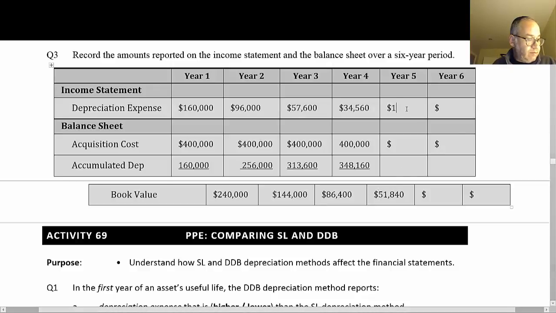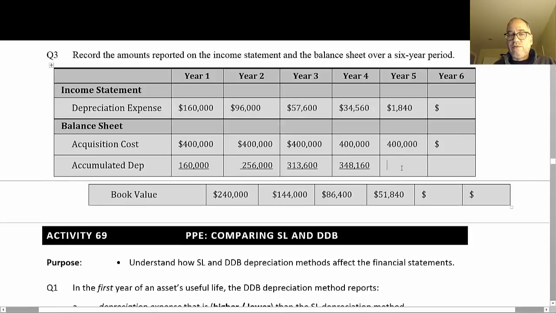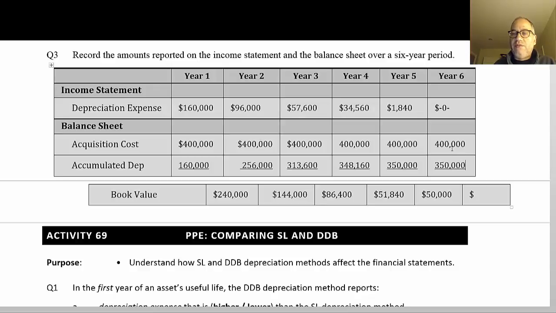Year five, my depreciation expense is $1,840. Acquisition cost, because I got that from what we call a plug, is $400,000. Accumulated depreciation would be $350,000, and book value is exactly the number we're looking for, $50,000. What would happen in year six? In year six, you would have no depreciation. Your acquisition cost, though, would still be $400,000, accumulated depreciation would still be $350,000, and the book value would still be $50,000.